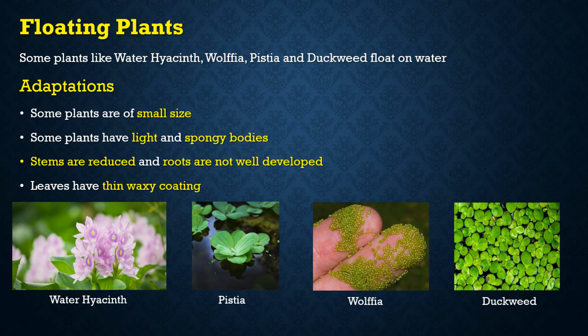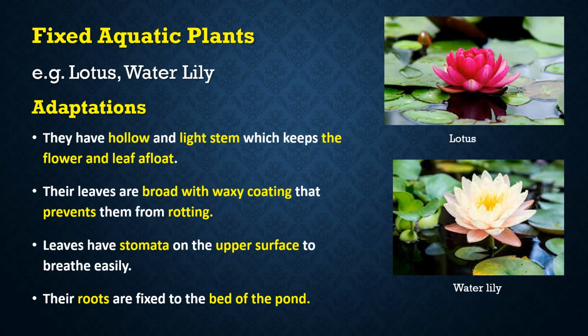Some plants are of small size. Some plants have light and spongy bodies. Stems are reduced and roots are not well developed. Leaves are thin, with a waxy coating. Next is the fixed aquatic plants. Some plants like lotus and water lily are fixed to the bed of the pond. Let us see the adaptations.